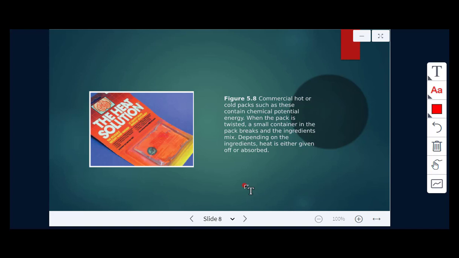Another example here, we have commercial hot or cold packs. They contain chemical potential energy. When the pack gets twisted, a small container inside the pack breaks, the ingredients will mix together, and then depending on those ingredients, heat will either be given off or absorbed to become a cold pack.